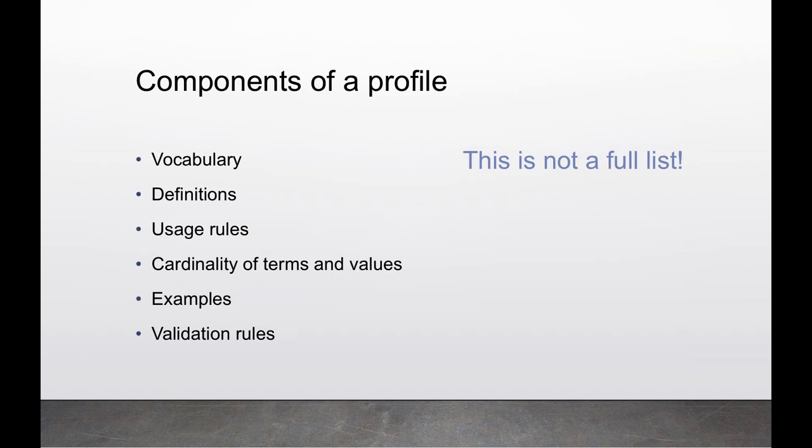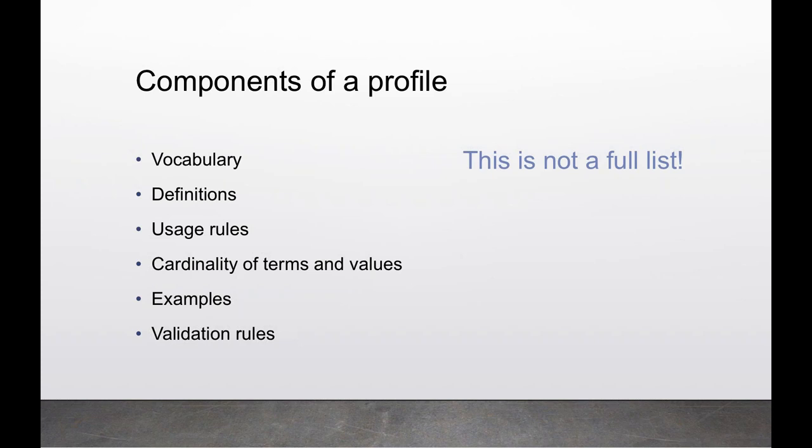So what are the components of your profile? Well, there are a lot of things that you can include in a profile. A profile almost always has the vocabulary terms. It's a good idea to have definitions of those terms, to have usage rules. You want to say which terms are mandatory, which are optional, whether or not they're repeatable, that's cardinality. Examples, as we know, people learn more from examples than they do from reading text of rules. And then your validation rules. How do you know whether or not you have valid data?